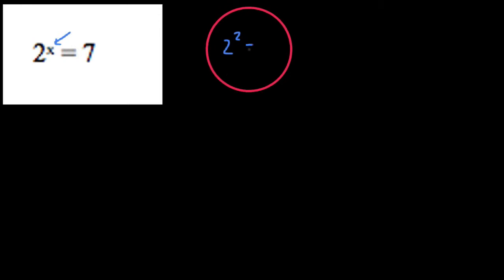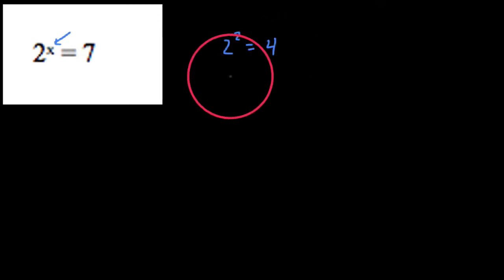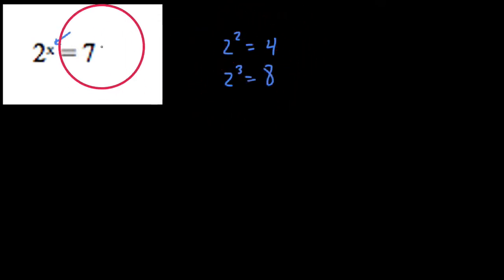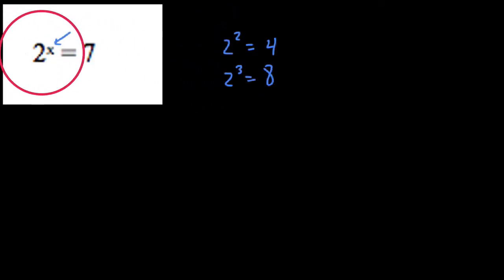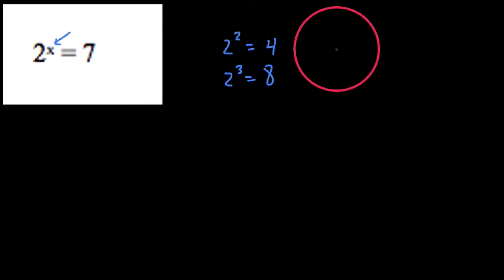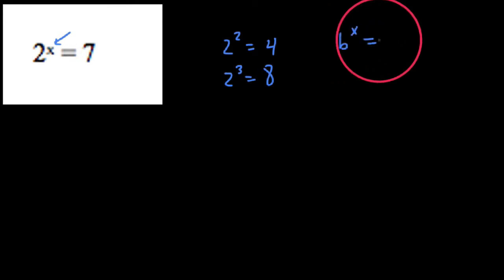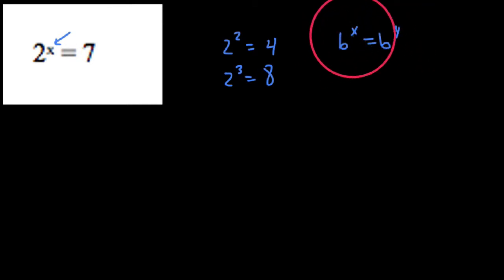The only reason I say that is because 2 to the second power is equal to 4, and 2 to the third power is equal to 8, and 7 is an output between 4 and 8. So this is some number between 2 and 3, but I want to solve for this exactly. In our last video we borrowed a property that we called the one-to-one property to solve exponential equations.